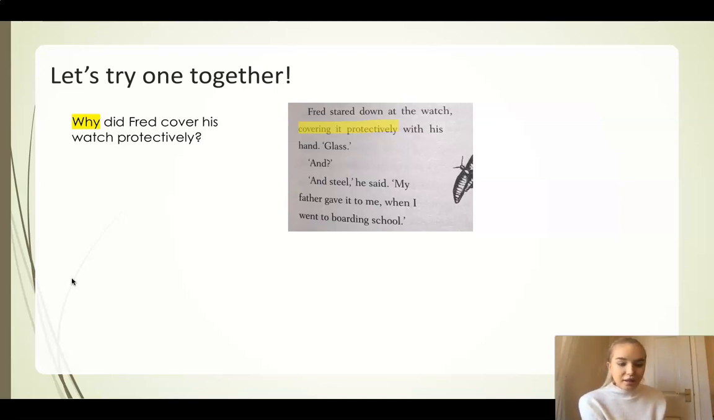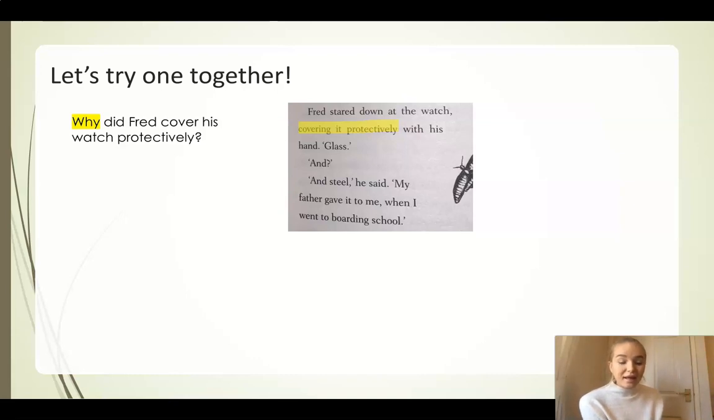Then I can use my understanding of the book to actually realise, oh, do you know what? They wanted to use steel and mix that with the flint to make the spark for the fire. Now that's the reason why they wanted to use Fred's watch, but that doesn't answer my question of why he wanted to cover it protectively. But if I carry on reading, it said, my father gave it to me when I went to boarding school. I can then be a detective because I can use my prior knowledge, my previous knowledge of the book, to know that Fred and his father did not spend a lot of time together. And I know this because Fred was asked to convalesce with his cousin in Brazil when he was unwell.